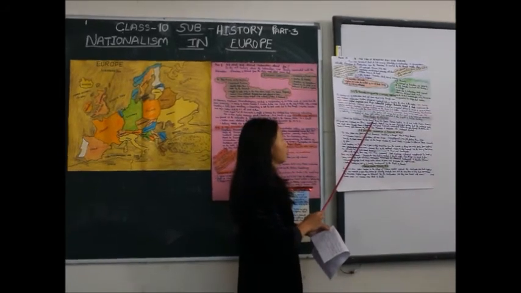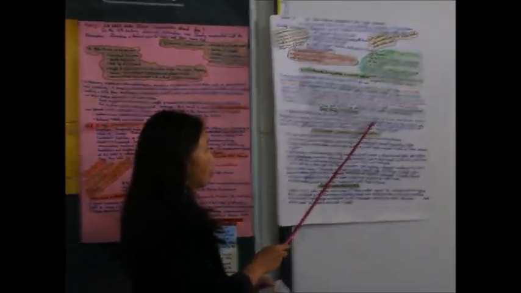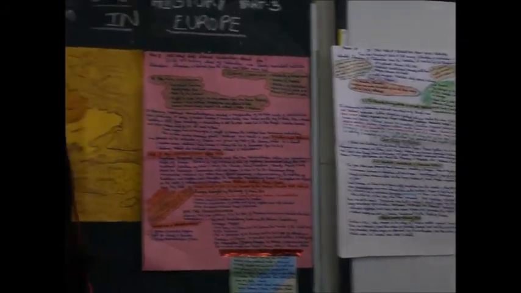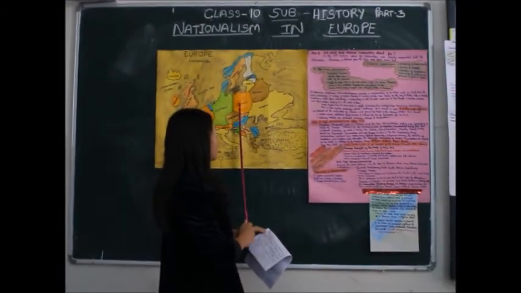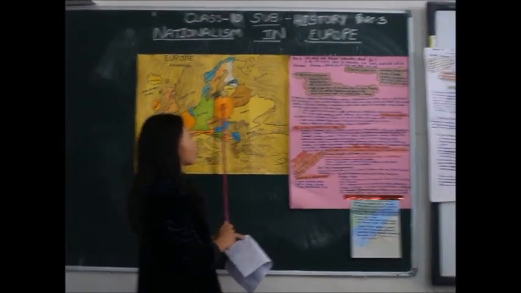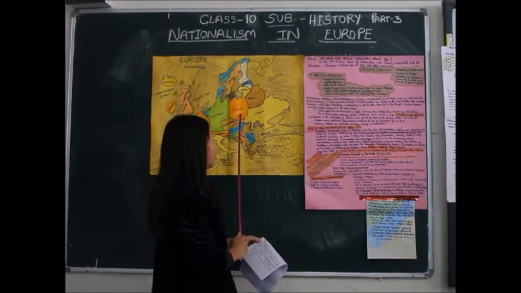It was partitioned by the great powers like Russia, Prussia, and Austria. Since Poland was under Russian influence, they were allowed to use only the Russian language. They were not allowed to use the Polish language, okay? They were allowed to use only the Russian language.